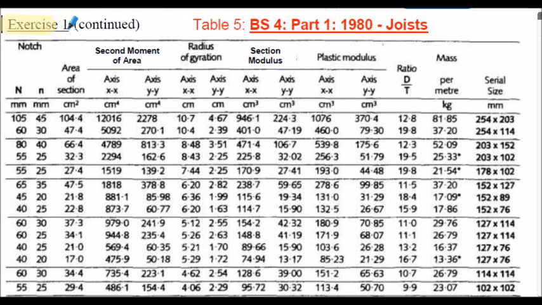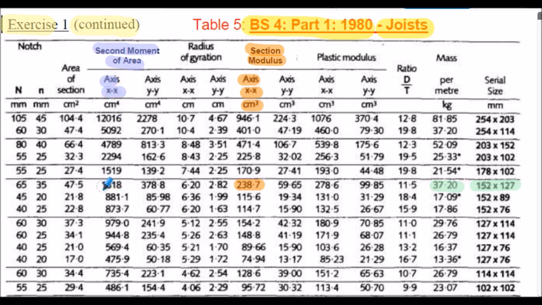Exercise 1 continued here. Here's an extract from table 5, BS4 part 1 for joists. And here is the section size we're considering. So here is the section modulus about the XX axis. We'll need to extract it for this section. It's 238.7 centimeters cubed.